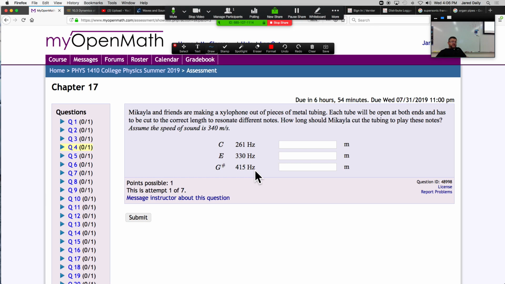So speed is always equal to frequency times wavelength. The wavelength is going to be related to the length of the tube. So what I would do is calculate the wavelength of each of these first.